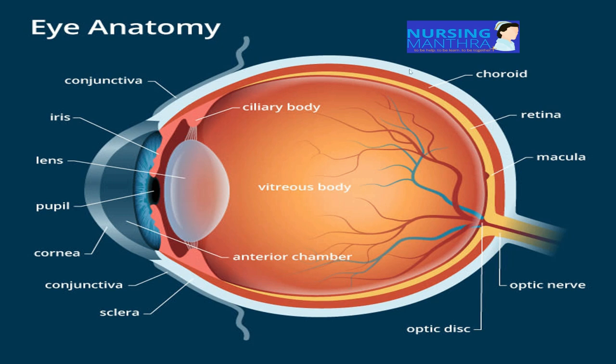Then another structure is choroid. This layer is the choroid. Choroid is the dark brown membrane located between sclera and the retina. So next to this yellow portion is the retina. This white portion is sclera. So in between there is a choroid. Choroid contains many blood vessels and supplies nutrients to the retina.